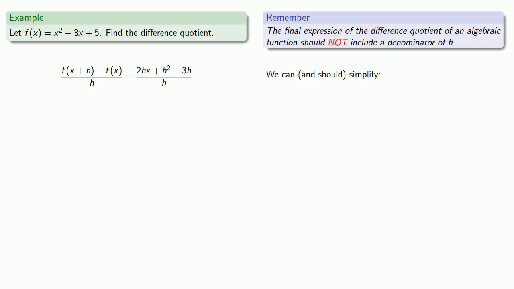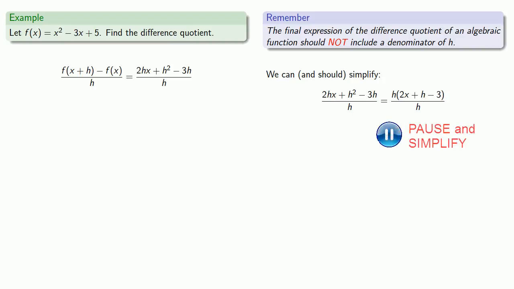So it's a quotient, and my only hope of being able to cancel out that h is to have the numerator expressed as a product, which means I need to factor. So now my numerator is a product, h times stuff over h, and so those h's can cancel out. And I'm left with my final expression of the difference quotient.